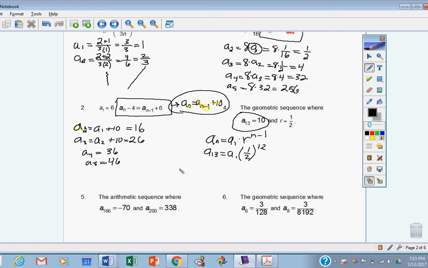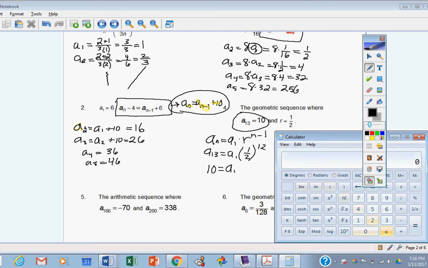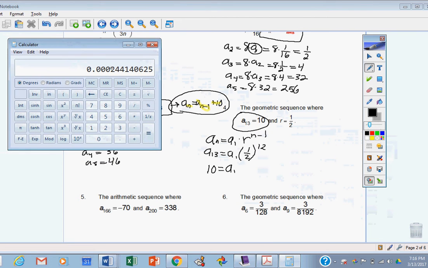Okay, so here we go. We got the 13th term. Oh, that's really just 10. So we got 10 equal to the first term, and then we have 1/2 to the 12th power. All right, so let me see what I got here. We could do 0.5 to the 12th power. And if we don't get a nice, neat fraction, we go to a decimal. I didn't pull up my other calculator right now.